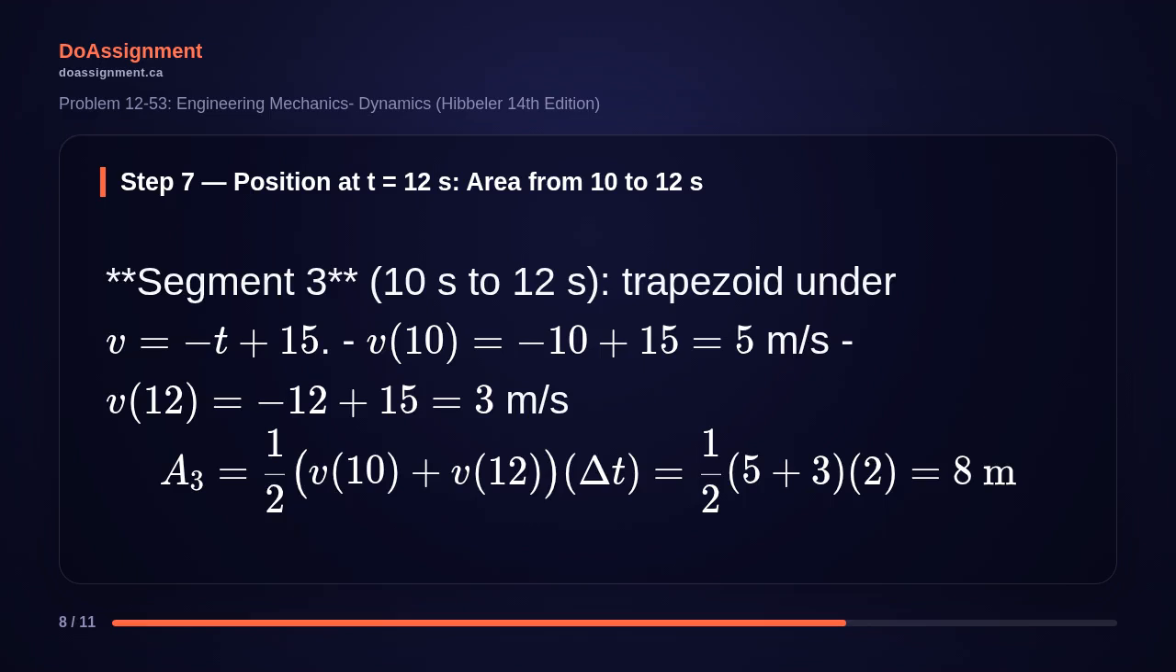For the third segment from 10 to 12 seconds, velocity drops from 5 meters per second at t equals 10 down to 3 meters per second at t equals 12. The area of this trapezoid is 1/2 times the quantity 5 plus 3 times 2, which equals 8 meters.